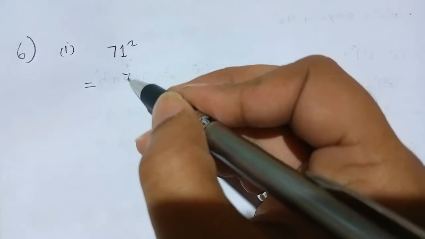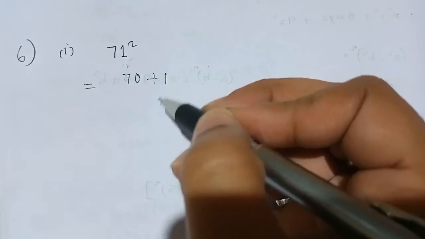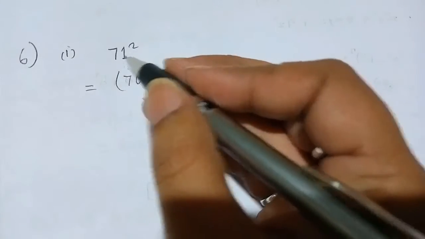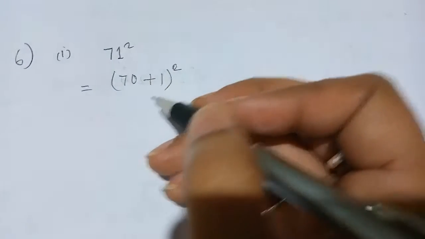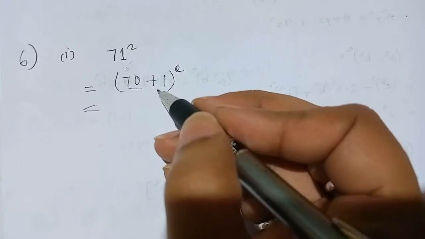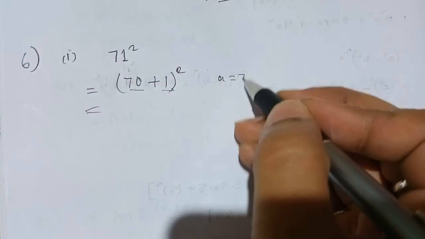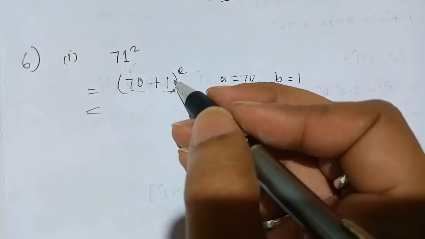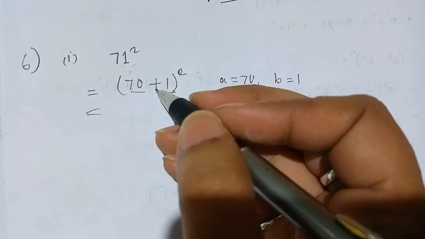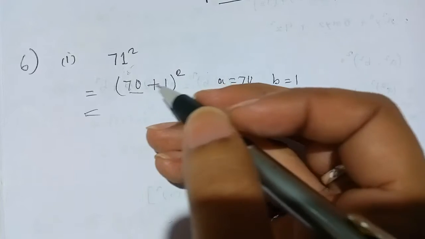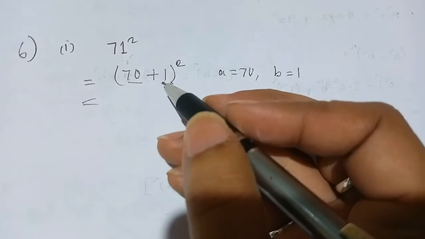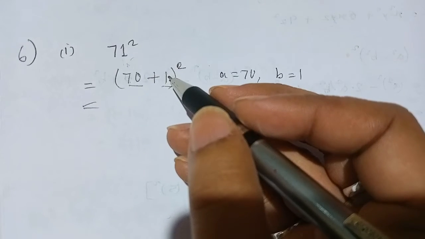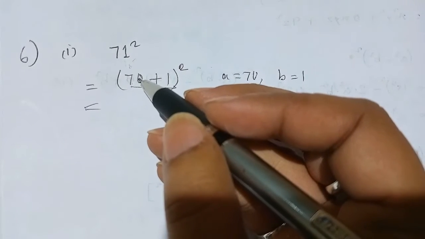71 can be written as 70 plus 1, and the square will come here. Now this is a and this is b. A is 70 and b is 1. Now we can easily apply the formula a plus b whole square, because it is plus now. According to our convenience, we can break it in minus form also. But plus is easier, 70 plus 1, because it is a single digit. 1 square and 70 square are easy to find.